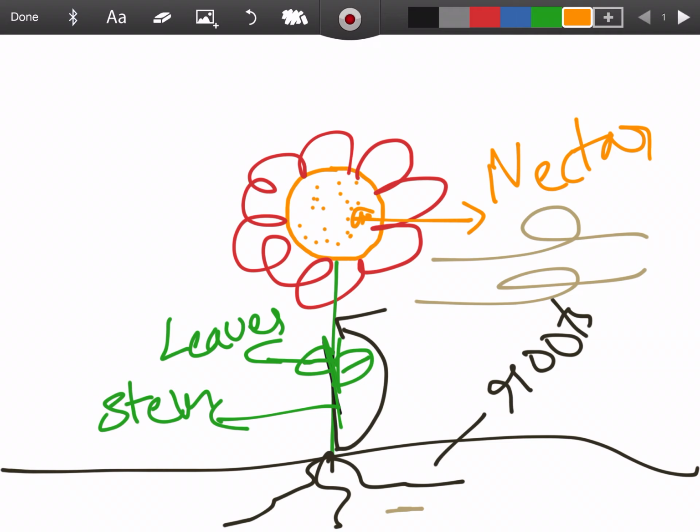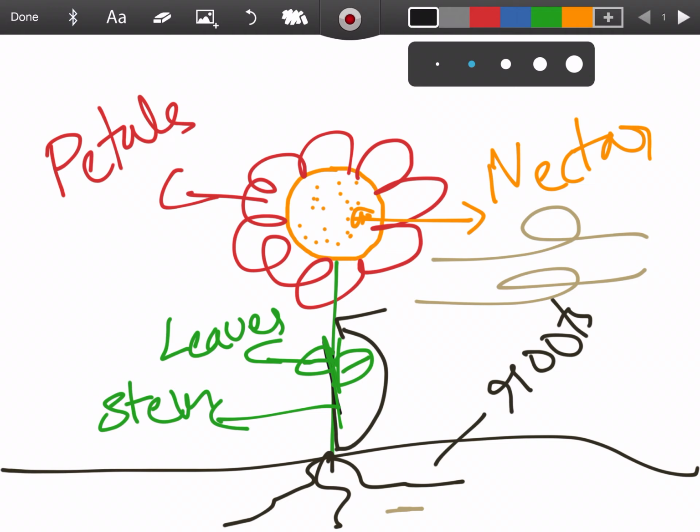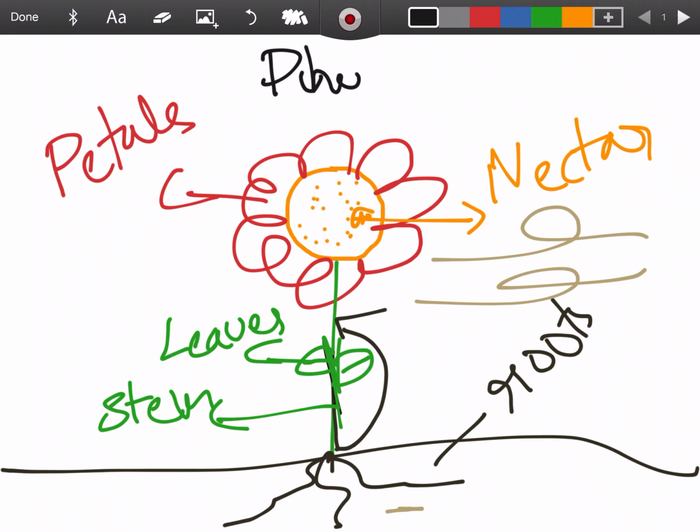And then we have the petals. Mostly they don't help that much, but from what I know, they make the flower look pretty. Okay, petals. And now the main thing about flowers is that they do a process called photosynthesis. Now, this is related to when we breathe in oxygen. Let me write it down. Synthesis.